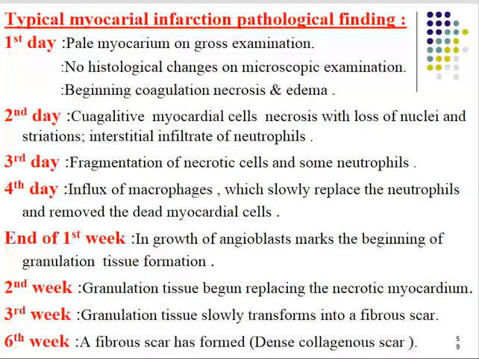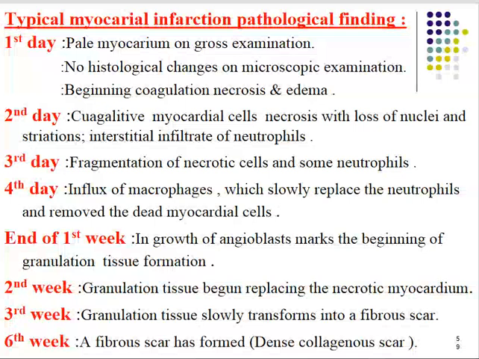This is in the first day, when the occlusions occur in the coronary blood vessels. The myocardium will show this feature in the first day. The second day shows coagulative myocardial necrosis with loss of the nuclei and striation, and interstitial infiltration of neutrophils. The third day shows fragmentation of the necrotic cells and some neutrophils. Fragmentation of the myocardium and neutrophils in the third day.